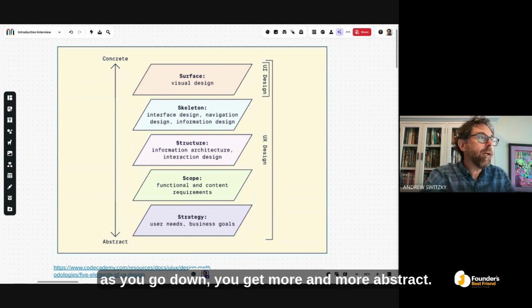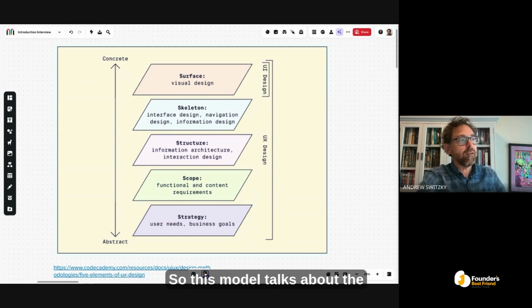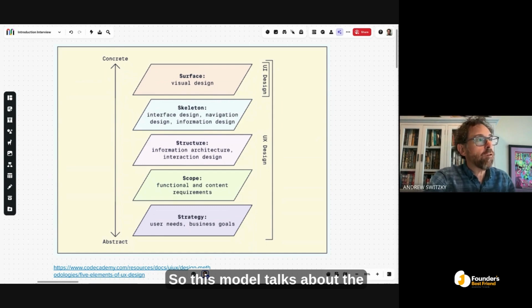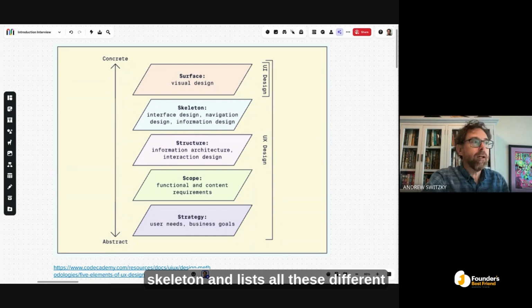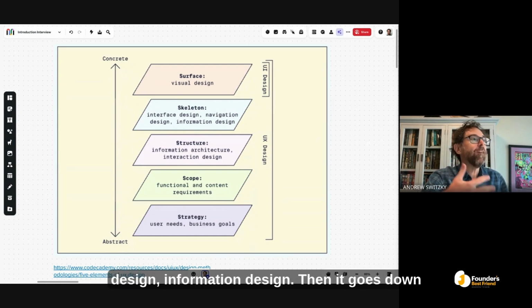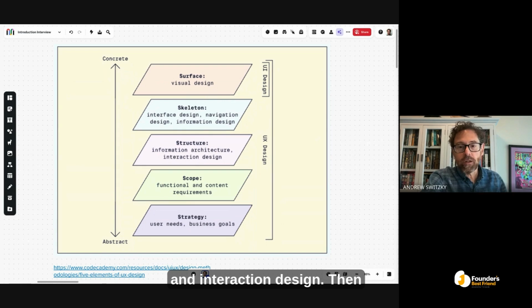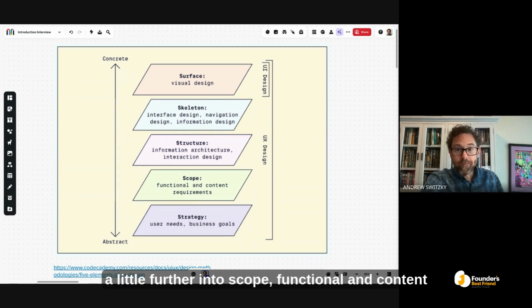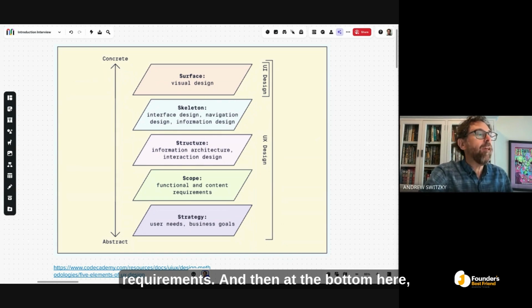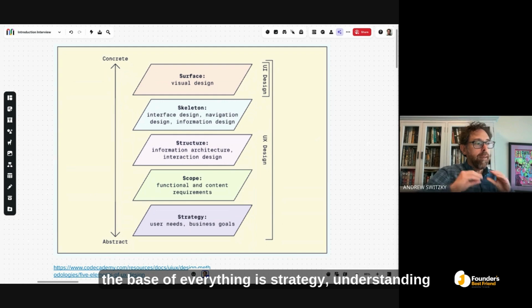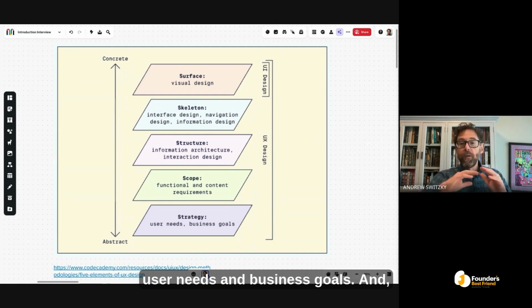And as you go down, you get more and more abstract. So this model talks about the skeleton and lists all these different things: interface design, navigation design, information design. Then it goes down a level further to information architecture and interaction design. Then a little further into scope, functional and content requirements. And then at the bottom here, the base of everything is strategy, understanding user needs and business goals.